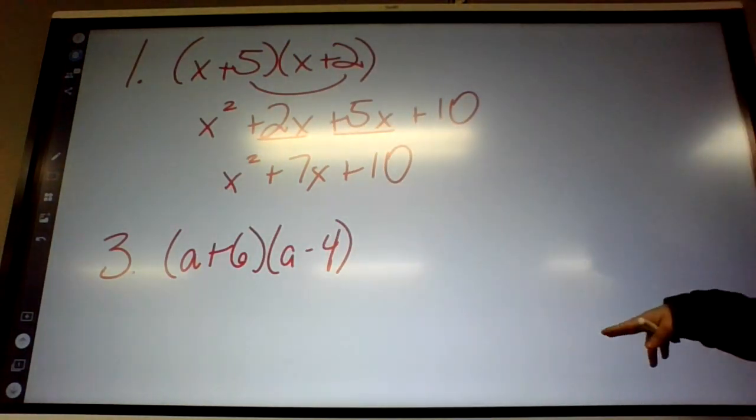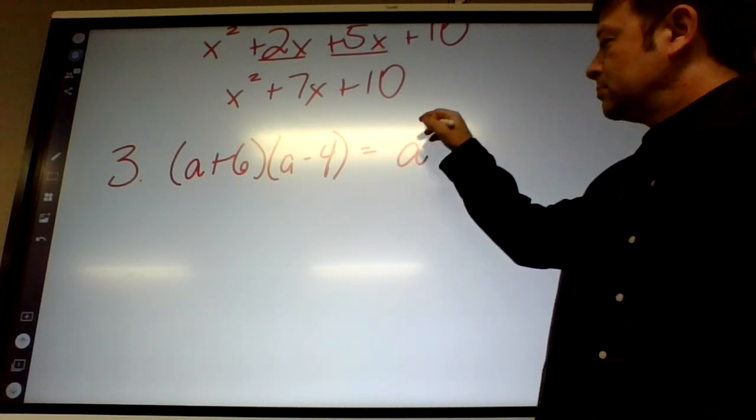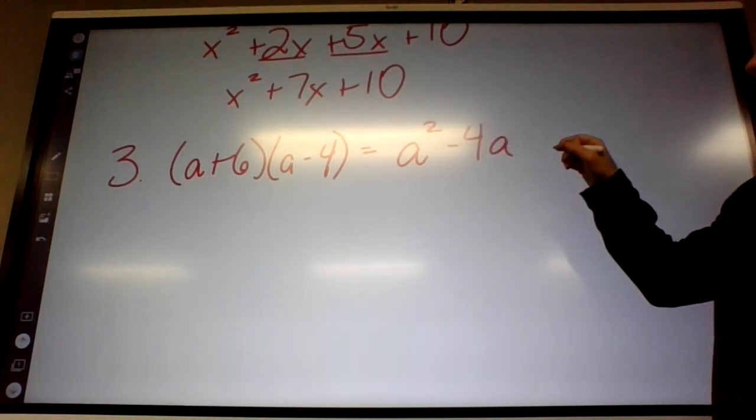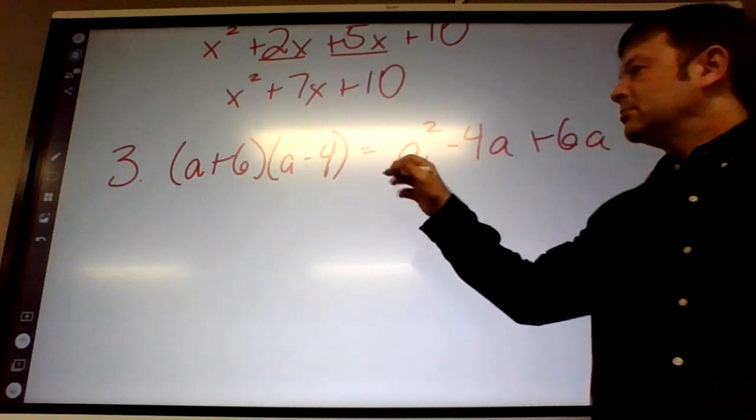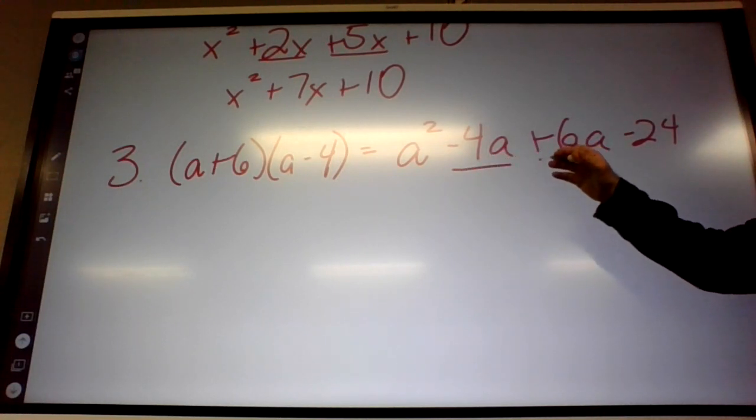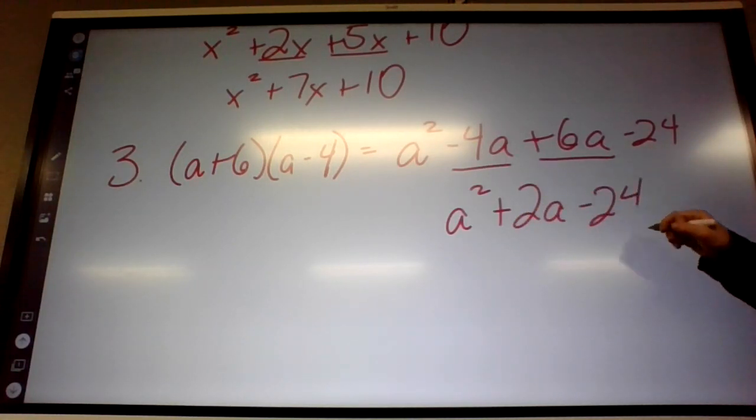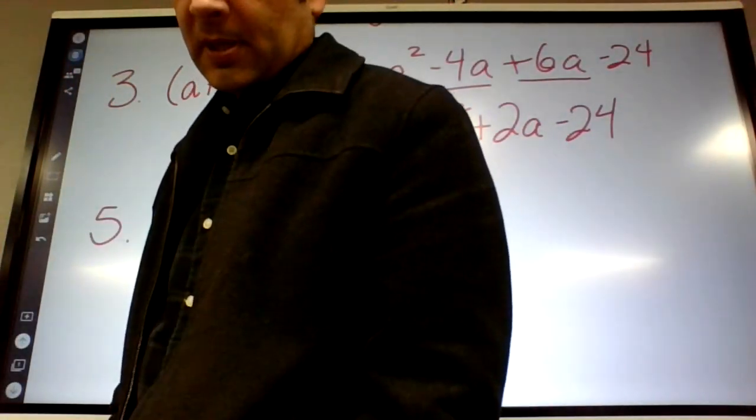All right. James? First. And then negative 4a plus 6a is 2a. It's positive 2a, so I'm going to put a plus 2a right here. Okay.